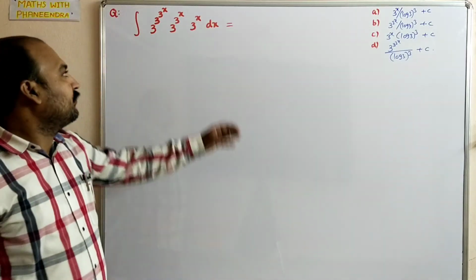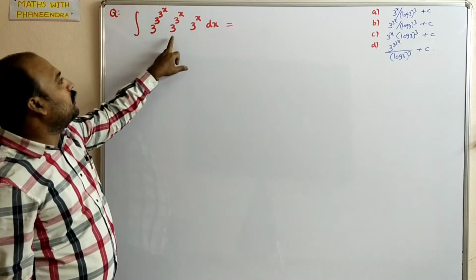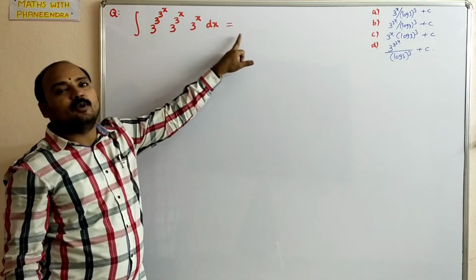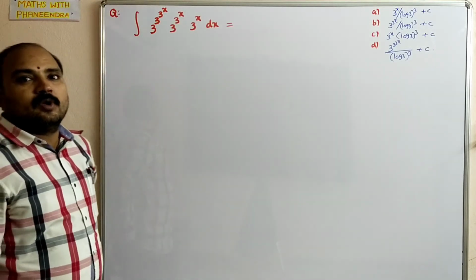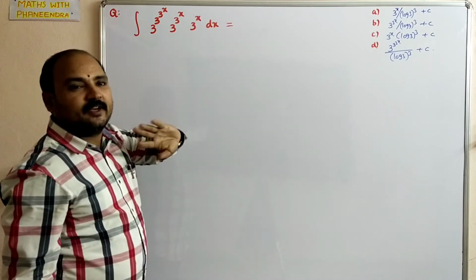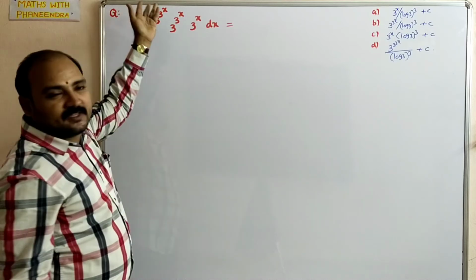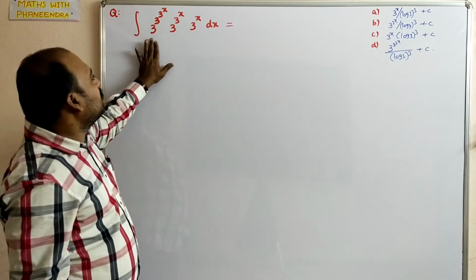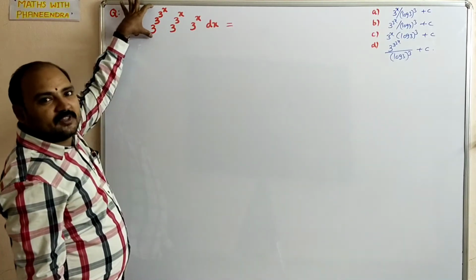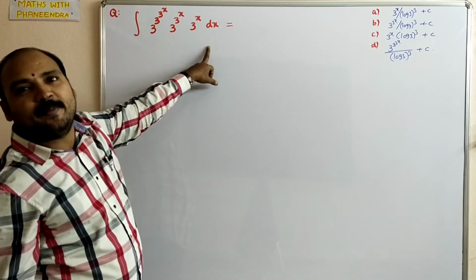Next question. Integral 3 power 3x into 3 power x into 3 power x into dx equal to. So, shortcut formula, once observe that, it is easy to tell. By seeing only, you can say that. How many times will it be there? 3 times is there. So 3 power 3x, 3 power x. So 3 times is there means, which one is the highest power function here?